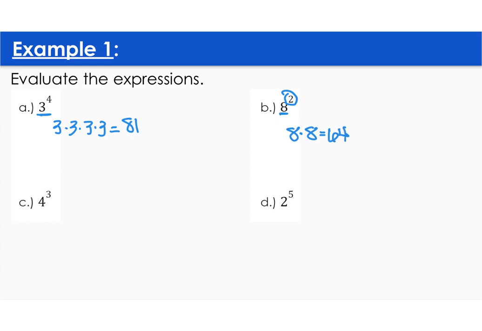4 to the 3rd power. That means we're going to take that 4 and multiply it by itself 3 times. And over here, 2 to the 5th power means we're going to take 2 and multiply it by itself 5 times, which equals 32.